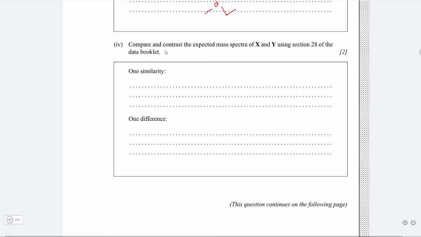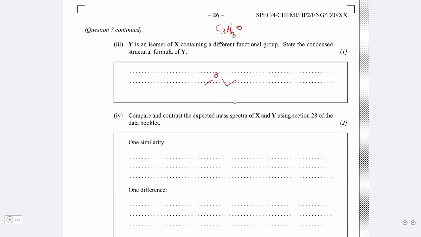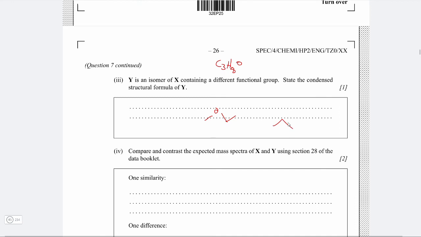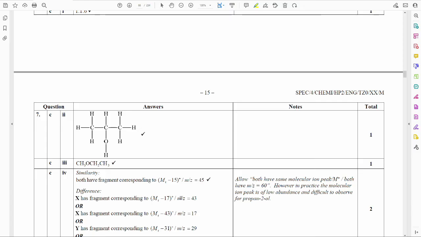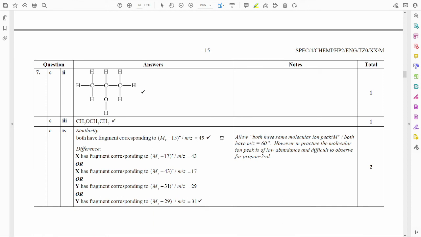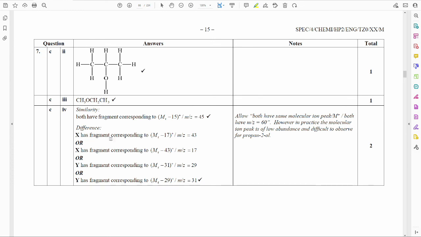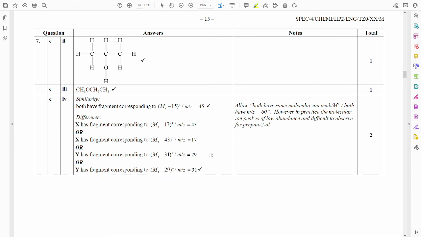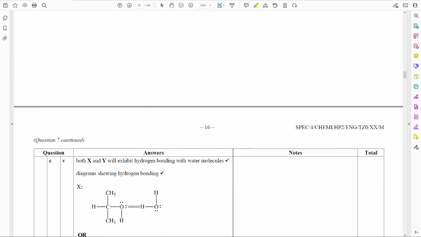Okay, compare and contrast expected mass spectra of X and Y. Okay, so one similarity, they will both have a methyl. But the difference is that this one may have an ethyl as well. Yeah, this is the methyl, and then the different fragments, basically.